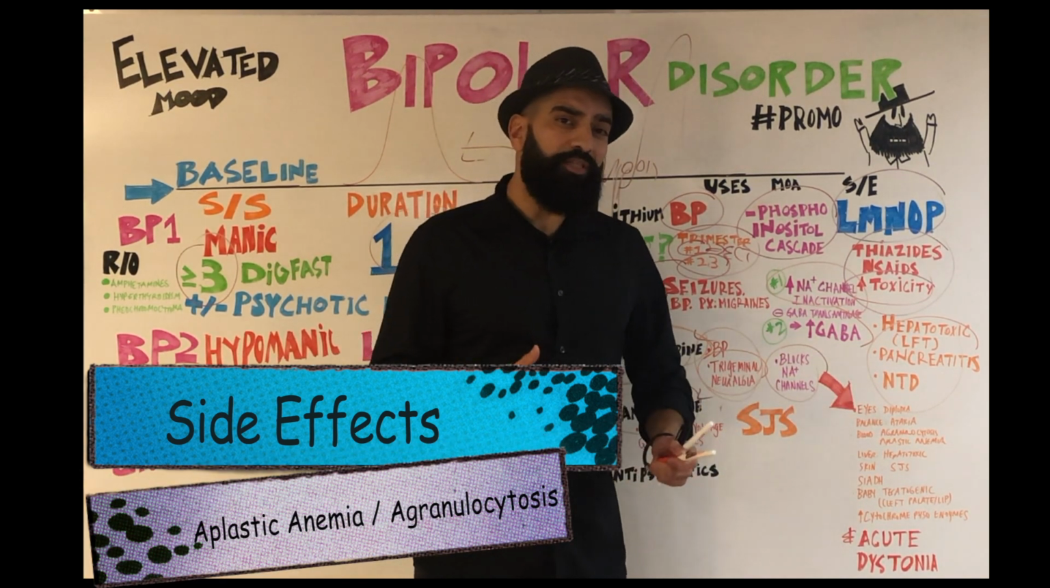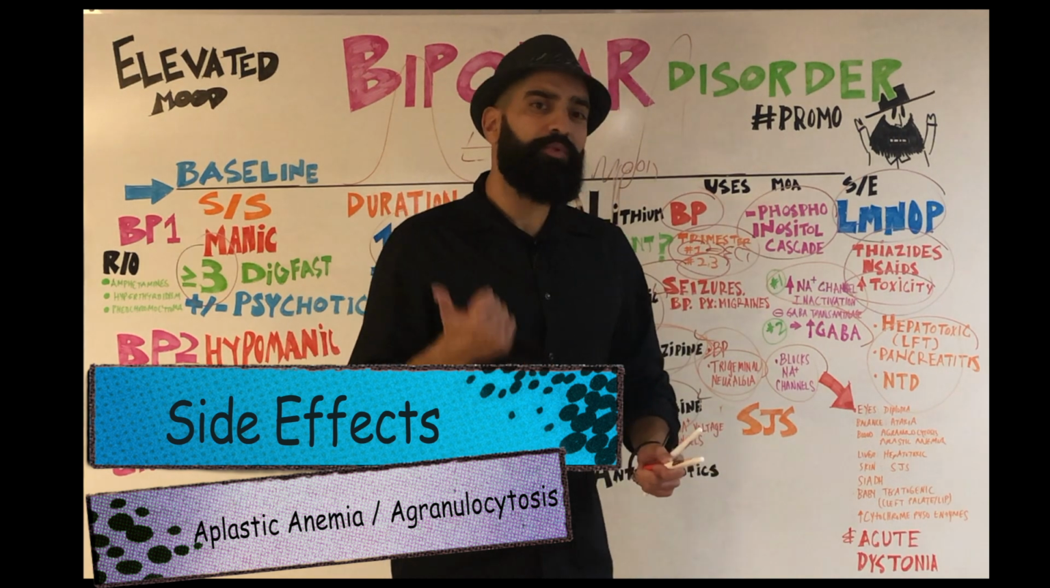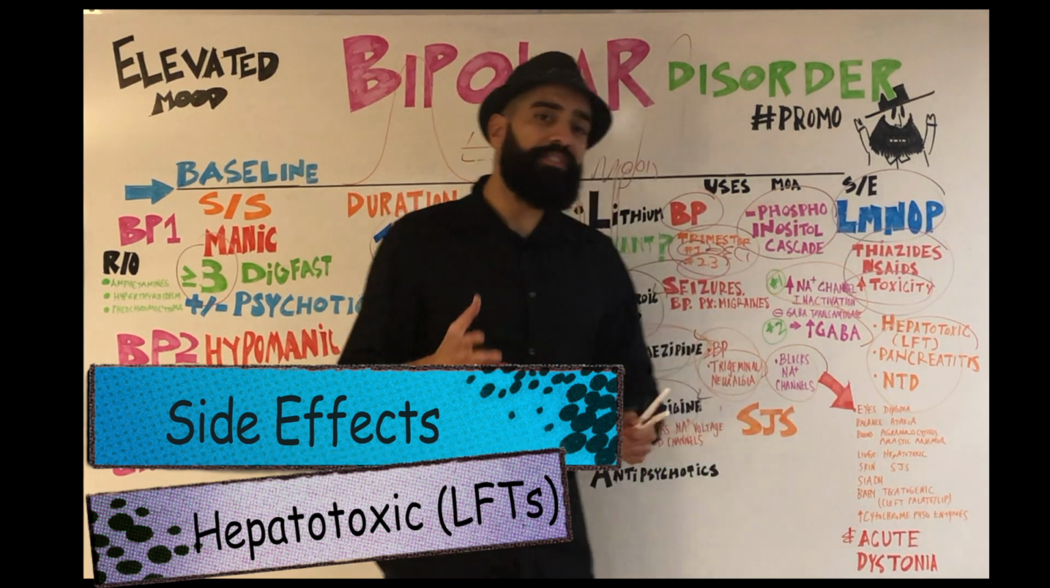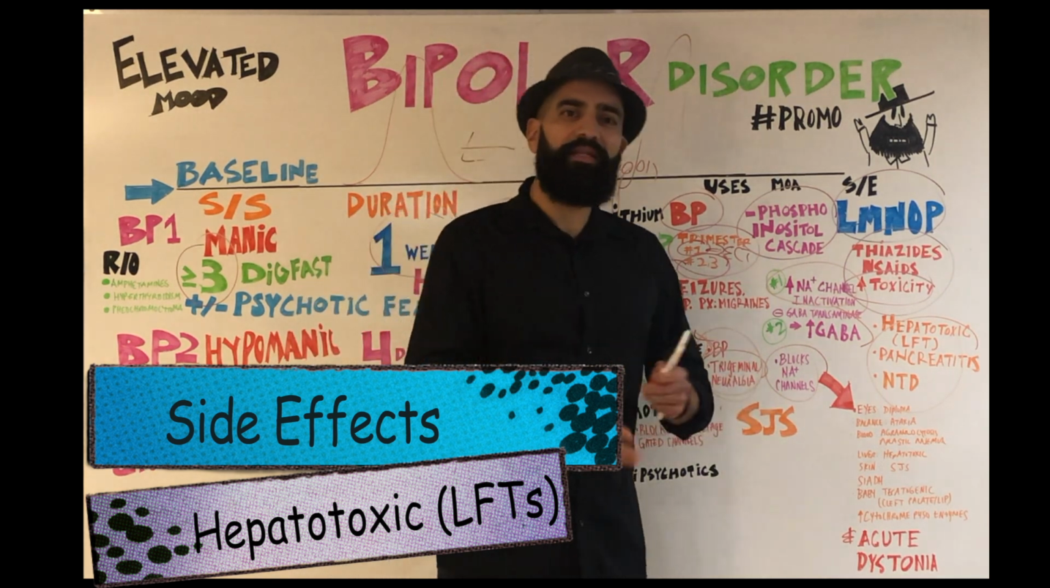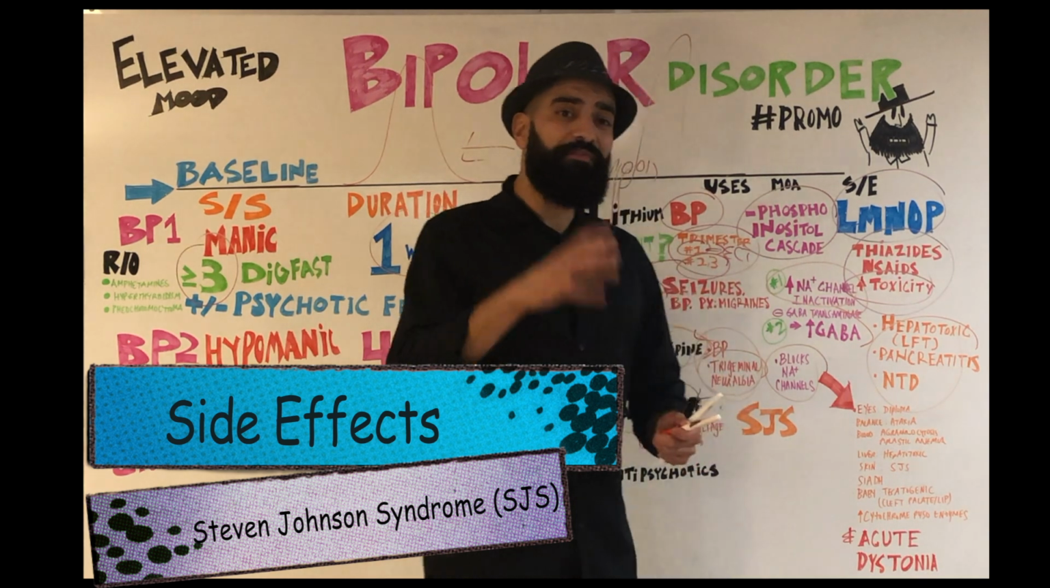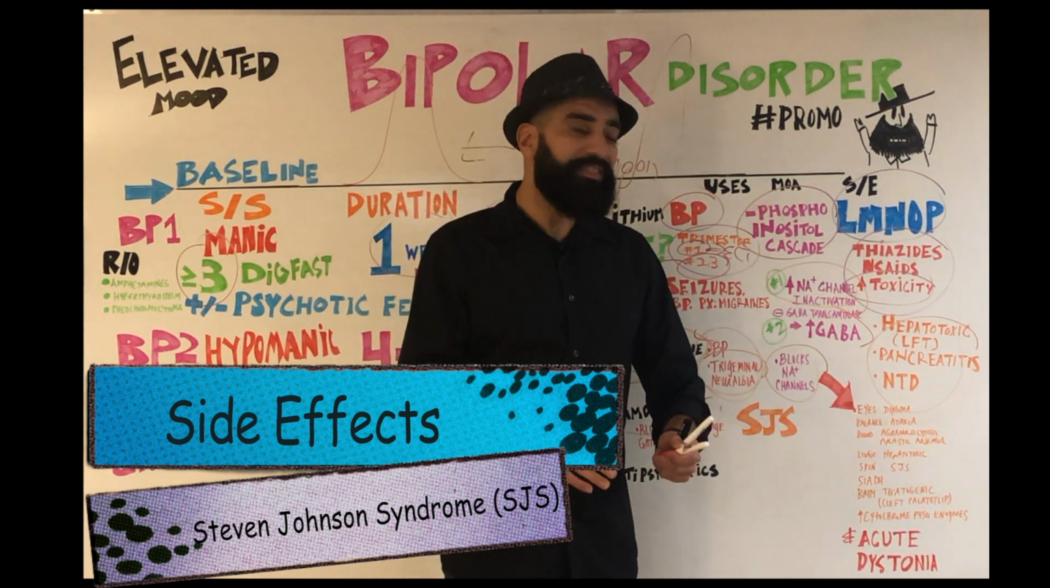It's going to cause some blood issues, aplastic anemia, as well as agranulocytosis. Next, again, liver stuff. It's going to be hepatotoxic. You're going to get LFTs. Skin, Stevens-Johnson syndrome. That's a big one. We're going to save it for our derm lectures, but it's Stevens-Johnson syndrome.